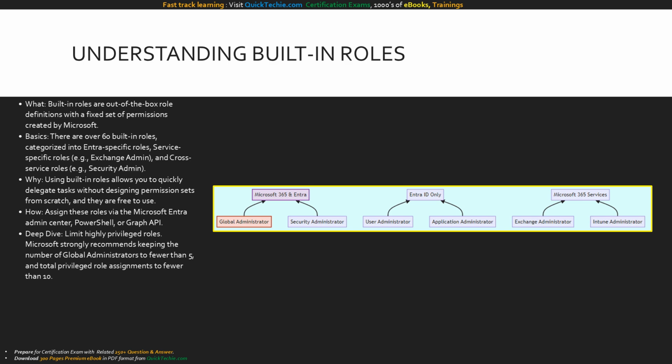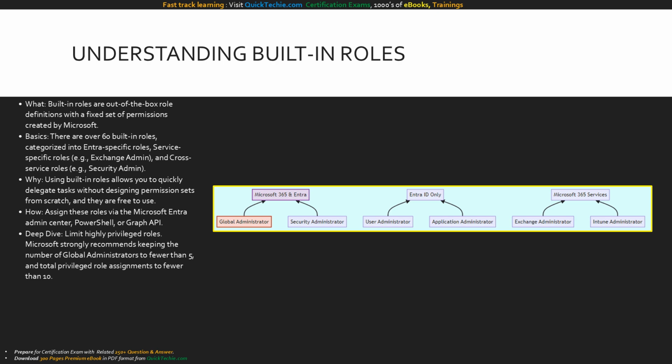However, I must stress a critical security best practice here: you must strictly limit your highly privileged roles. Microsoft recommends having fewer than 5 global administrators. If you have 20 global admins, your attack surface is massive. Always ask yourself if a user truly needs global admin, or if a more scoped built-in role, like an application administrator, would suffice for their daily tasks.